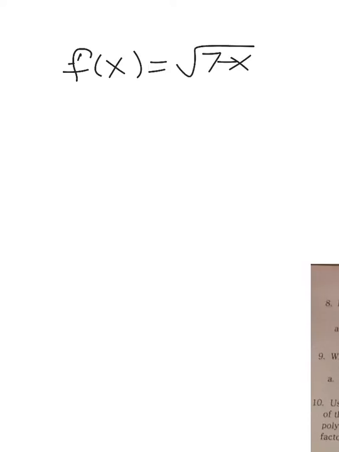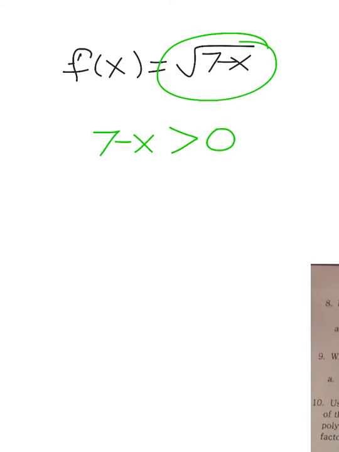Sometimes it's easier to think of when you find the domain, what can't you have? So think of a square root, what can't you have? You can't have a negative on the square root. So the 7 minus x, in order for it not to be negative, it has to be positive. So that means it has to be greater than 0. And then you have to ask yourself, well, can it be 0? Yes, you can have the square root of 0. So this can be equal to 0 because the square root of 0 is 0.